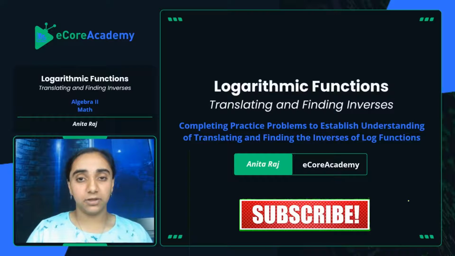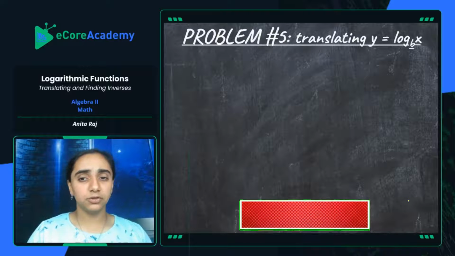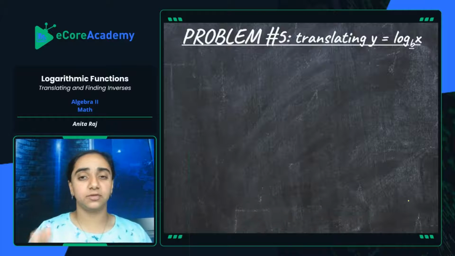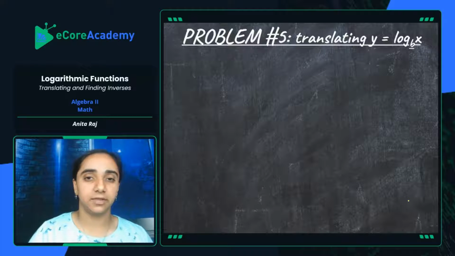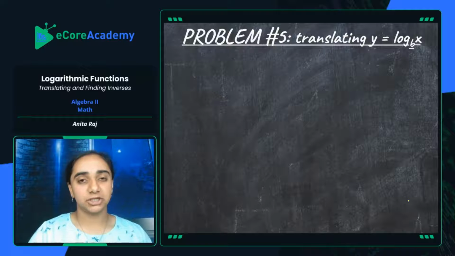Let's jump into the first problem. So this is problem number 5 in order of all the problems we've been going through in these log function lessons. In this problem, we're going to be translating the parent function, which is y equals log base b of x. We're going to be given base b, and then when we look at the translated function, we'll have an h factor and a k factor as well. And you'll see what I'm talking about, but it pretty much builds off of what we learned in the last lesson. So make sure to go check the last lesson out before watching this one.